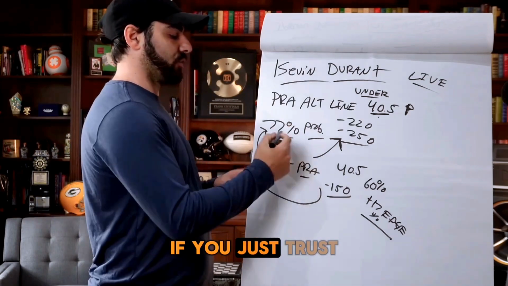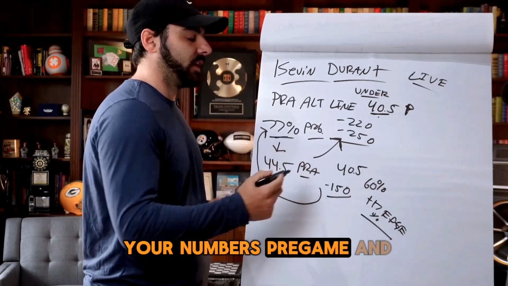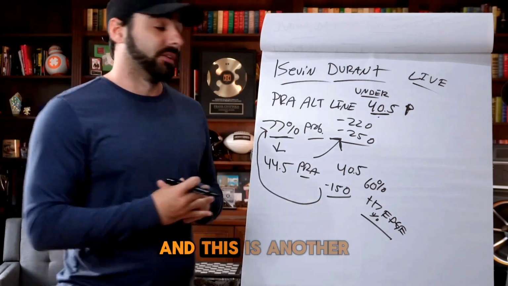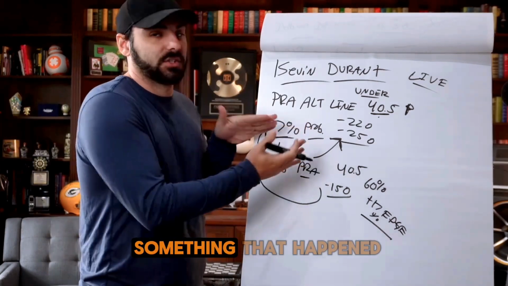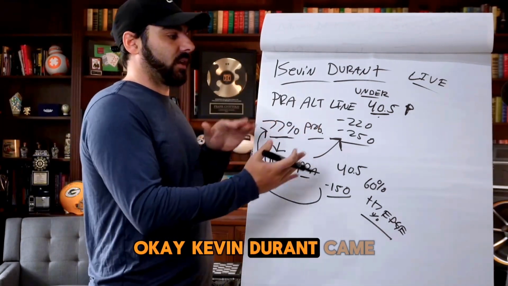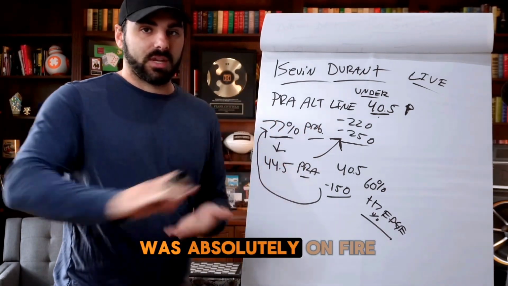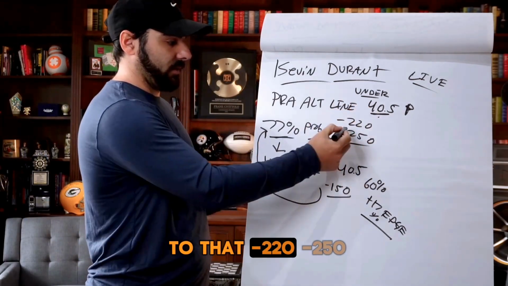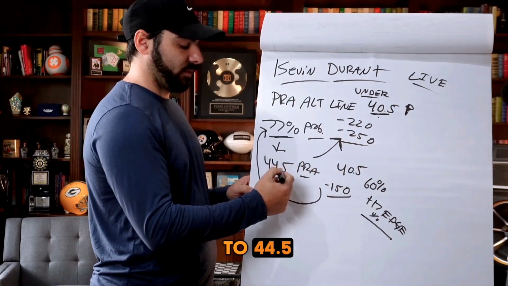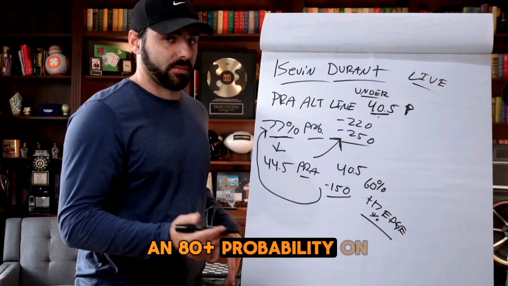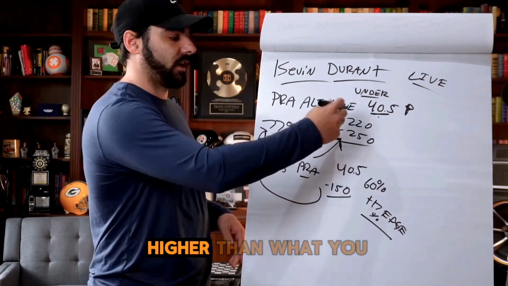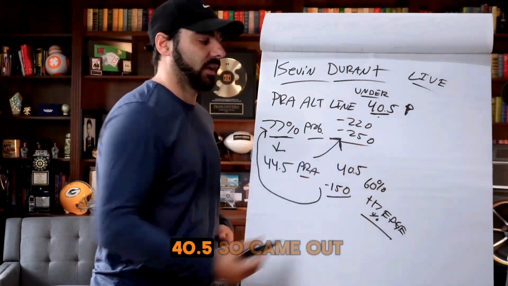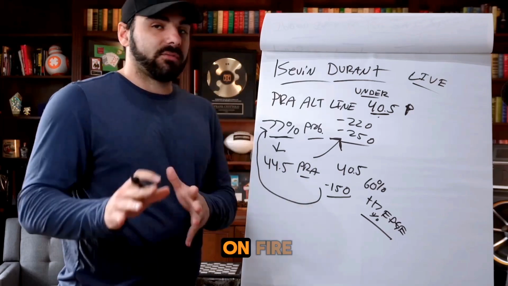But again, if you just trust your numbers pregame and just think that, well, maybe he just came out on fire, maybe he's having a good first quarter. And this is another example that actually happened. Kevin Durant came out in the first quarter absolutely on fire. His number got inflated to that minus 250, minus 220 line, got all the way to 44.5, which gave you like an 80+ probability on that. So that was even higher than what you could have got pregame. And then his number went down to minus 150 again for the 40.5. So he came out on fire.